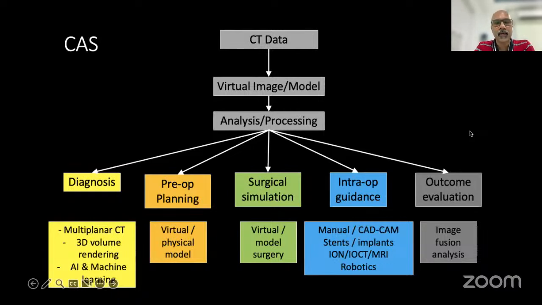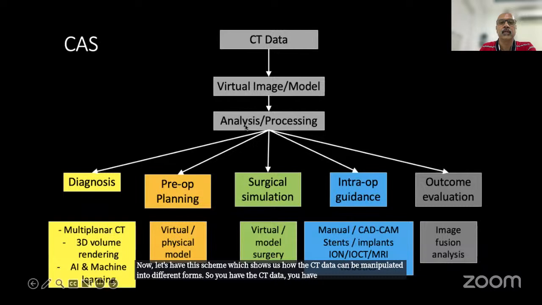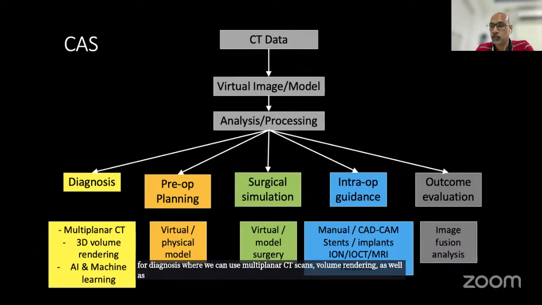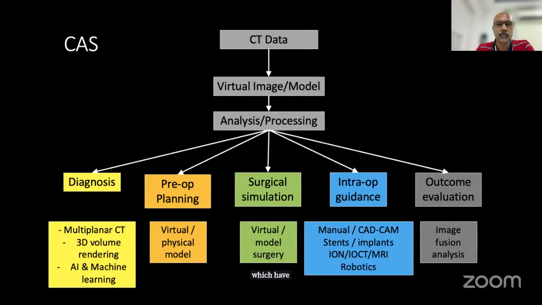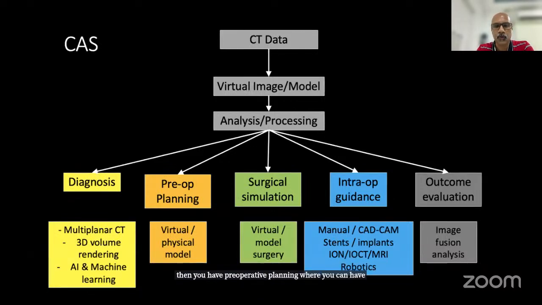Now, let's have the scheme which shows us how the CT data can be manipulated into different forms. So you have the CT data, you have a virtual image being created, and you have the analysis and processing of the data, which can be used for diagnosis, where we can use multiplanar CT scans, volume rendering, as well as artificial intelligence and machine learning, which have become very popular in diagnostic processes these days. Then you have preoperative planning, where you can have virtual or physical models which aid us in understanding the surgical process and help us plan and tailor-make the surgical treatment for particular patients.